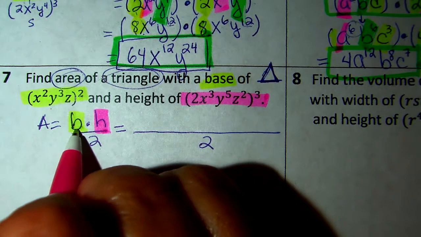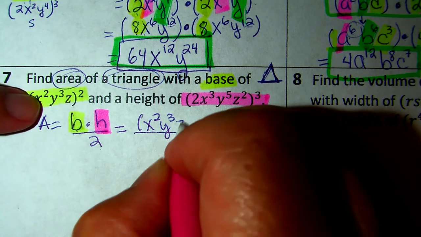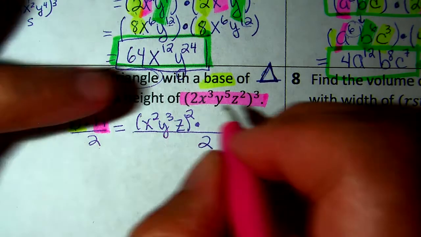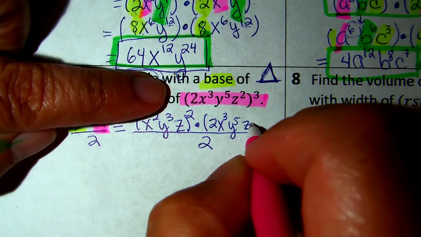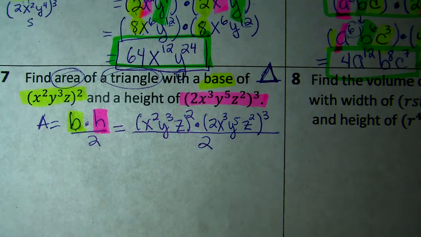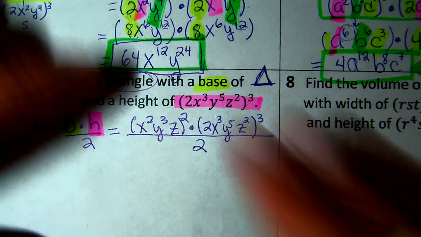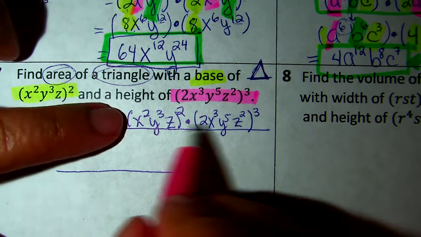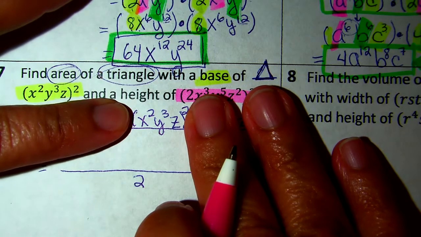Okay, so the expression for the base is this one right here. X squared, y cubed, z, all of it to the power of 2, times the height, 2x cubed, y to the 5th, z to the power of 2, everything to the power of 3. All right, so I'm going to simplify this expression right here first. I'm still simplifying, so I'm going to put the 2 right here. So let's start simplifying this one right here.